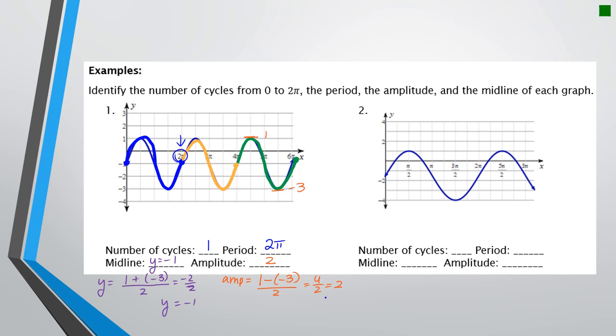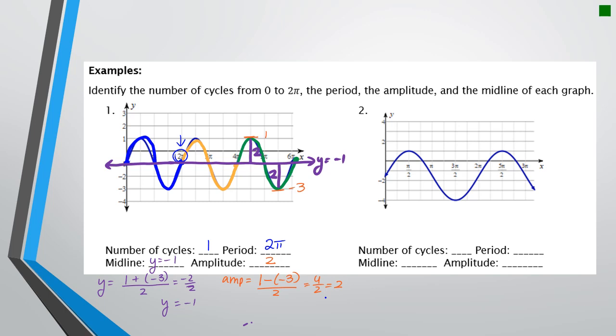So what that looks like on the graph then, if I put this purple line here at -1, it's going to cut my graph in half. So that means that the graph goes as high above the purple line as it does below the purple line. And that amplitude represents how high and low it gets. So there's going to be a distance of 2 from the purple line to the top of the graph and from the purple line to the bottom of the graph.